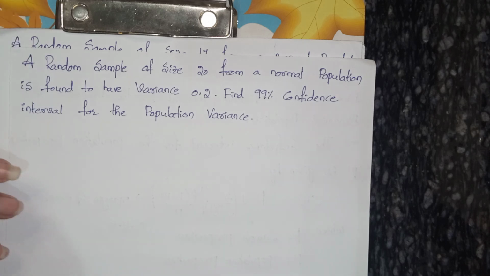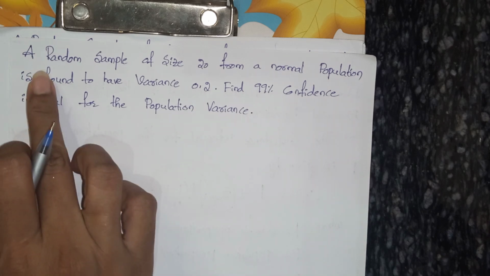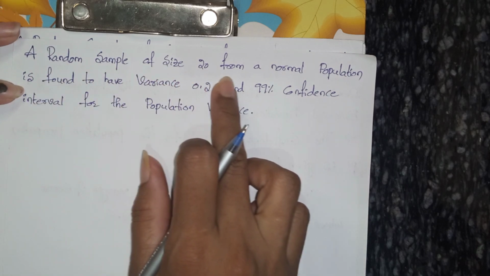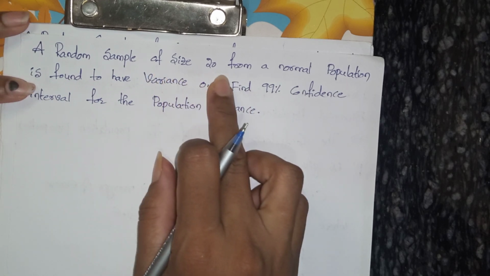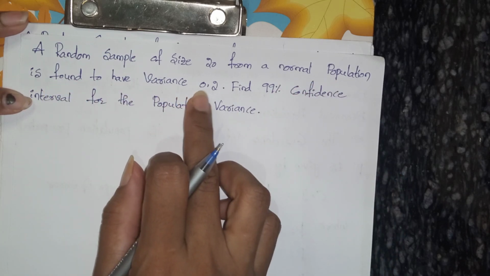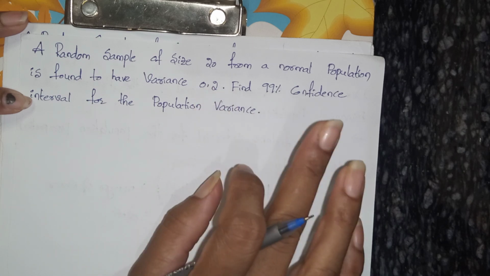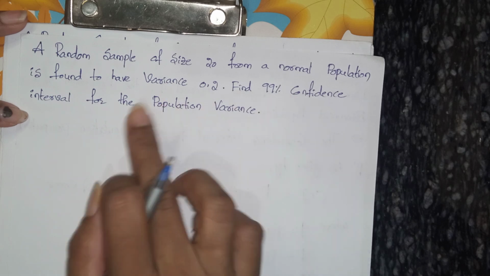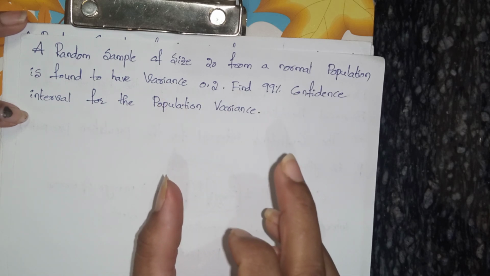Next, one more question I am going to tell you. Already in this module we did one sum. A random sample of size 20 from a normal population is found to have variance 0.2. That means the population has variance 0.2. Find the 99% confidence interval.